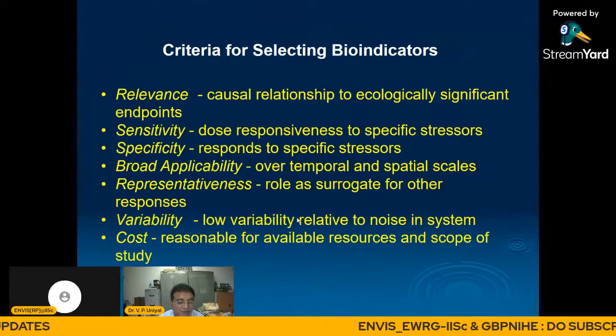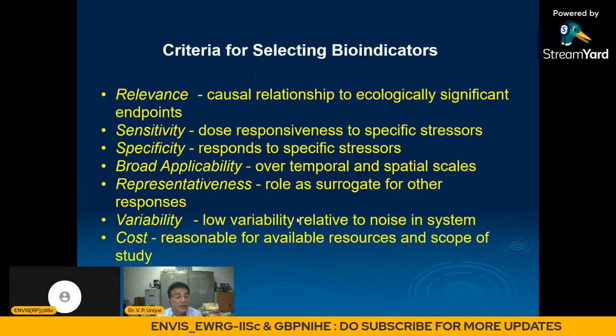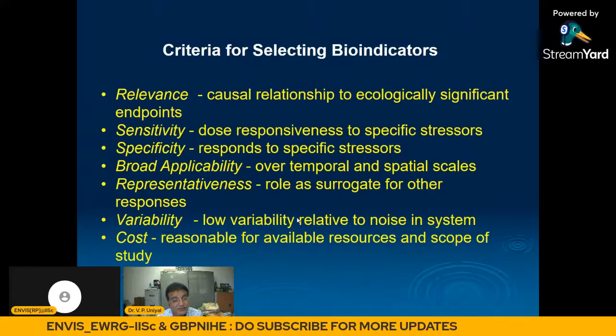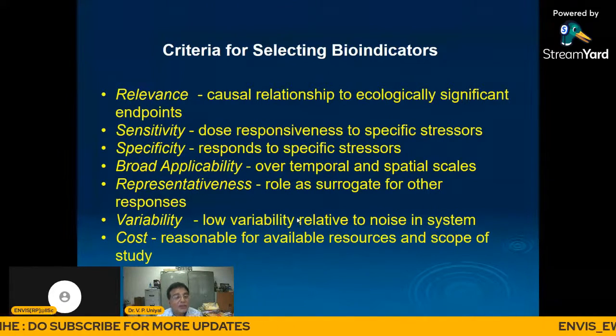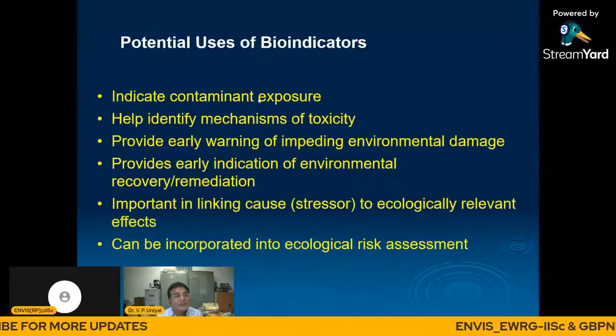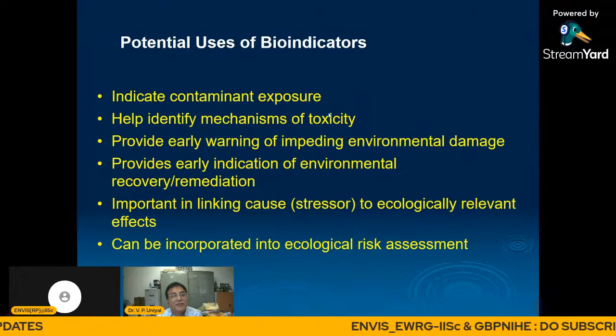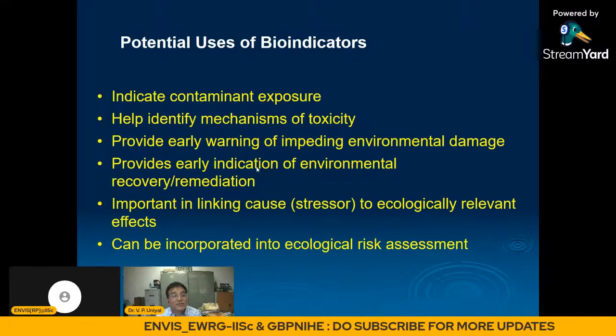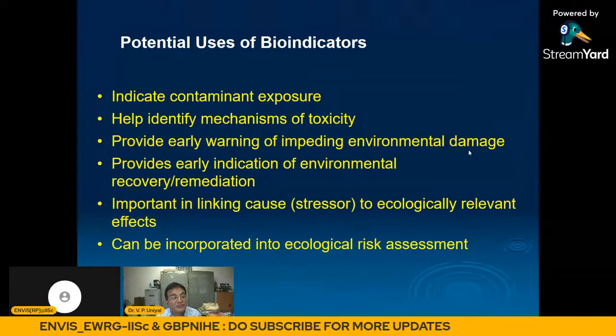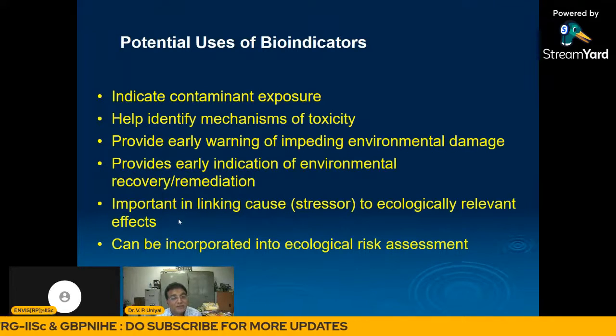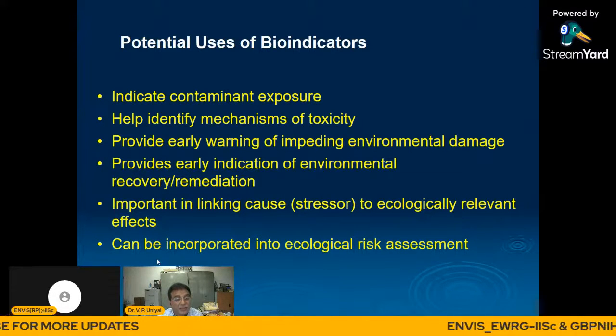I'm not saying that only insects are bioindicators. Any bird can become a good indicator. Any plant species can become an indicator. Any benthic fauna can become a good indicator. But how will you select those indicators? Their selection helps identify mechanisms of toxicity and provides early warnings. You can select those species that can link with this environmental change, linking the cause of stress to ecologically relevant effects that can be incorporated into the ecological assessment.